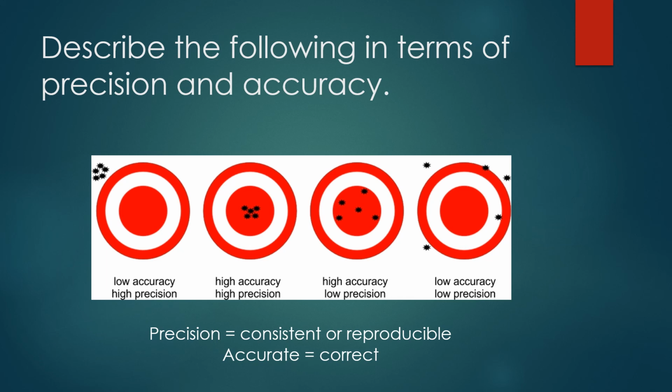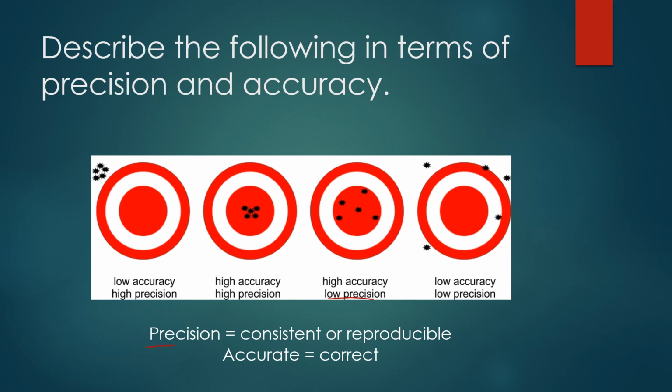So the first one is going to be low accuracy because we're not hitting the bullseye, but high precision because they are grouped. Second one, high of both. We're in the bullseye and we're all hitting the same spot. Next one, high accuracy and low precision. Now if you would have said moderate accuracy, that would have been fine too. The last one, neither, right? It's all over the board and it's not on the bullseye.